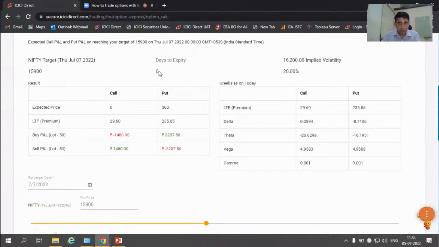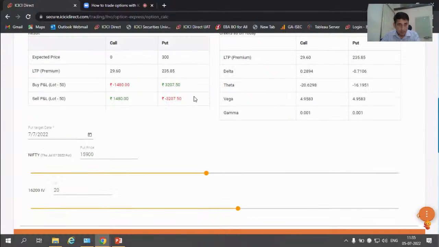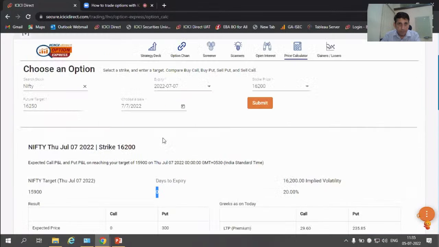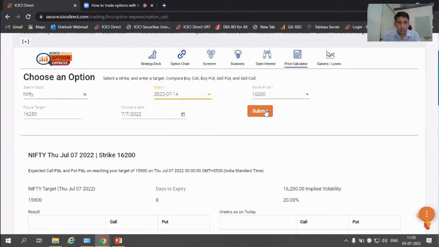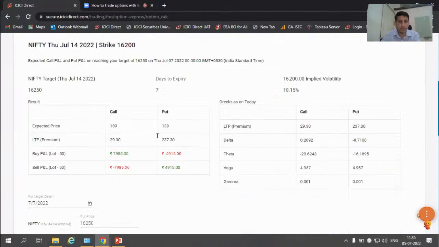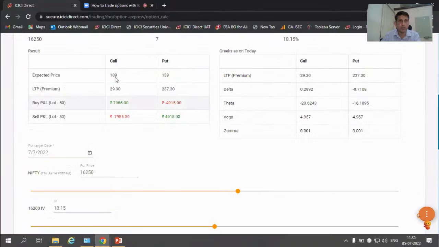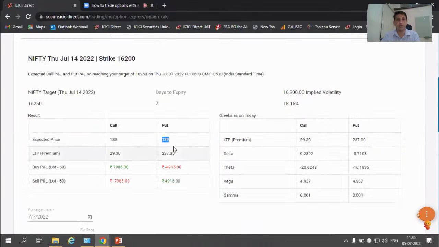Here I put 0 days to expiry, and if there is, let's say, 7. Okay, so if I change the expiry date, 7 days to expiry is what it says, and then accordingly the price of that call and put will change. So you can play around based on the number of days that are still remaining for expiry. Implied volatility at the moment is 18.5%, it says.